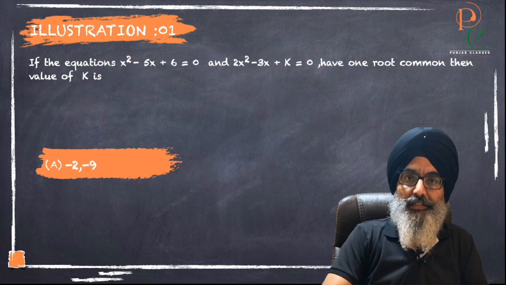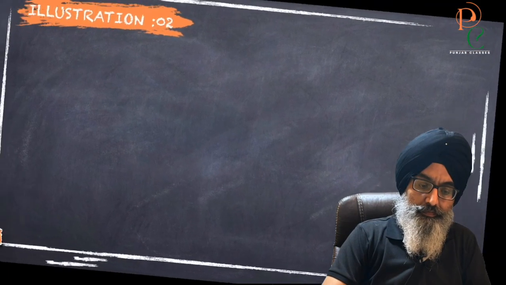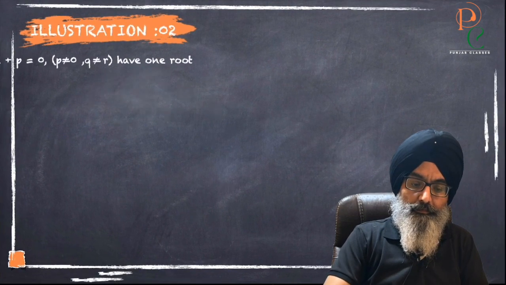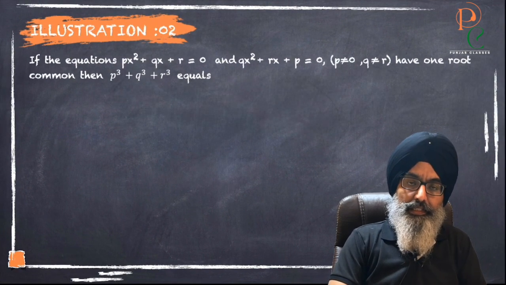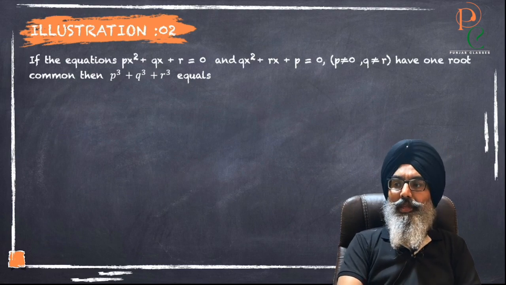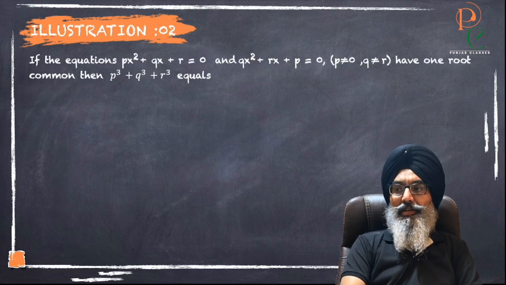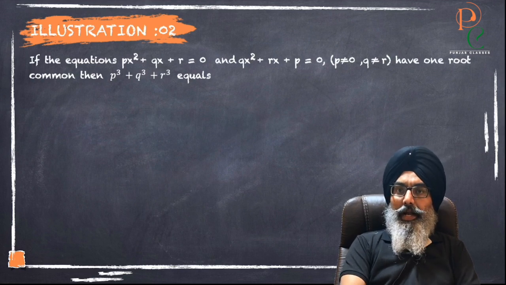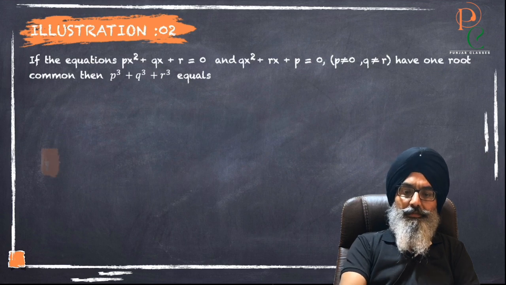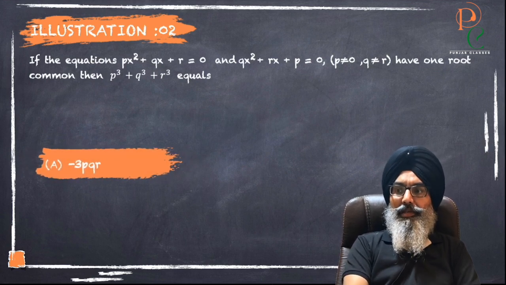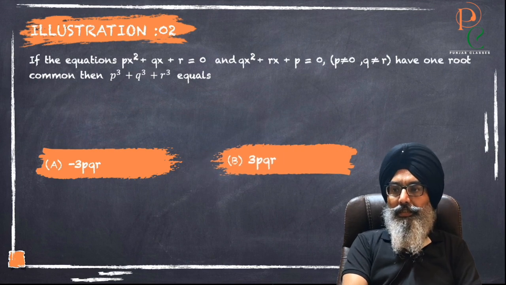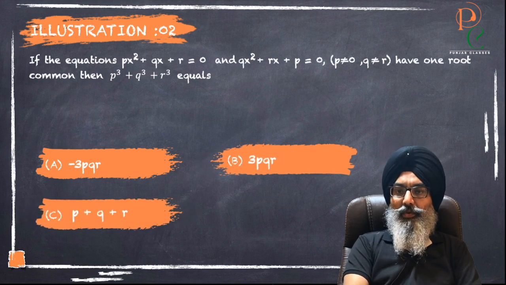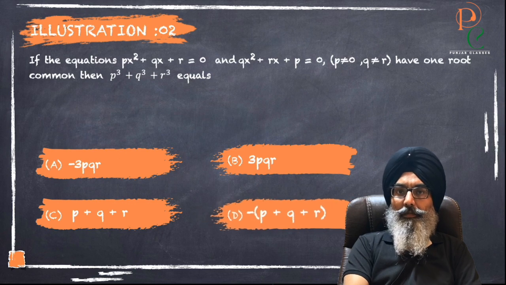So let's see some more questions on this topic. I am given two equations, px square plus qx plus r equals to 0 and qx square plus rx plus p equals to 0, under the conditions p should not be 0 and q not equal to r, and they have one root in common. What we are supposed to find is the value of p cube plus q cube plus r cube. Let's see the options. Option 1 is minus 3pqr, option 2 is 3pqr, then p plus q plus r, and lastly minus of p plus q plus r.